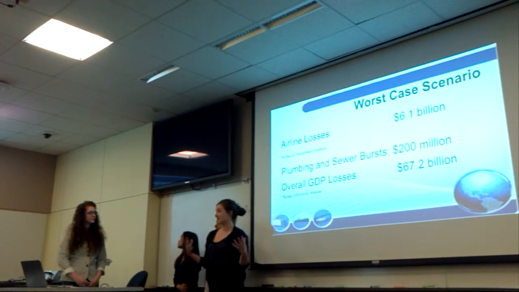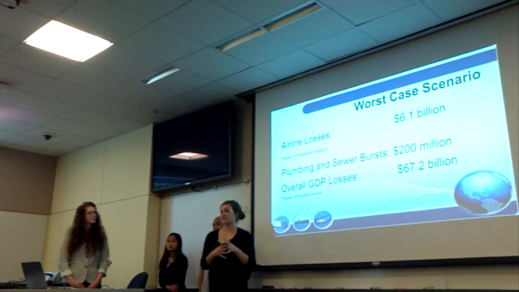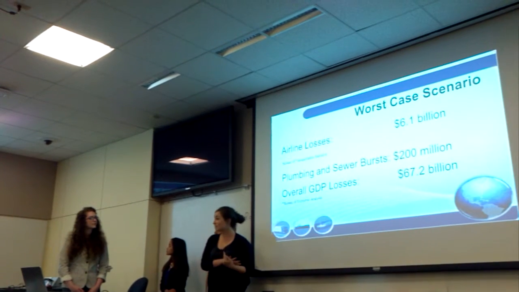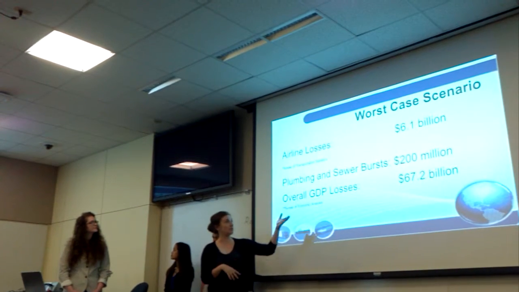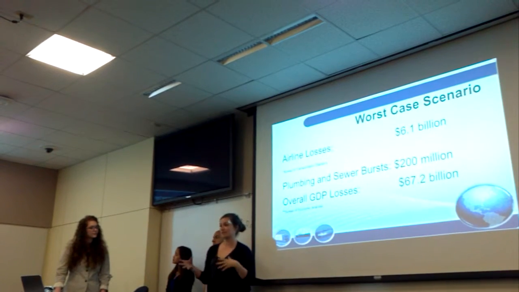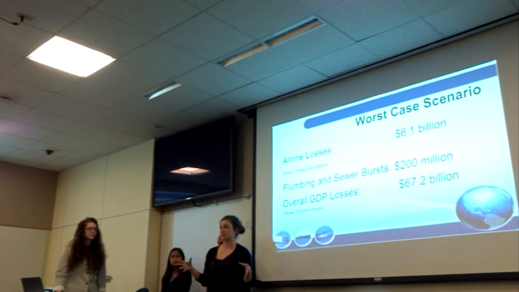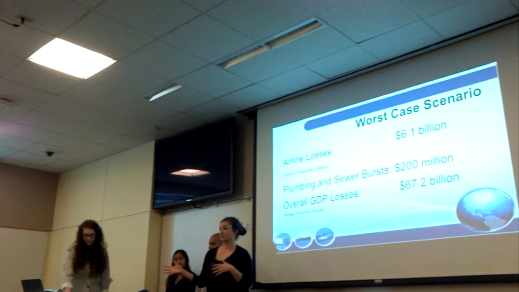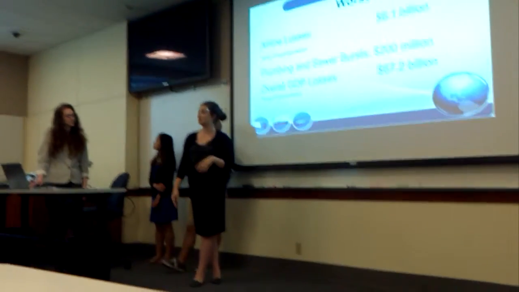As far as our worst case scenario, we believe that the overall GDP of the United States can be reduced as much as $67 billion. This is going to be a 0.5% decrease in GDP, which is huge. And these numbers were factored in from airline losses, plumbing and sewer bursts caused from bursting pipes and the like. And also, if this does occur during the holiday season, this is a time when consumers are out and about and without plausible ways to get around on the street. Consumer buying will be incredibly decreased because this is conservative.